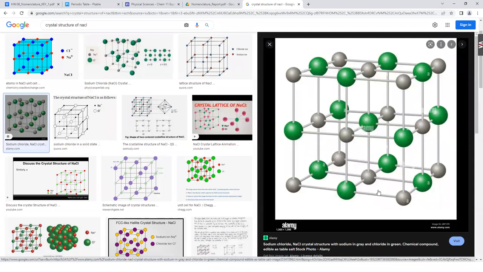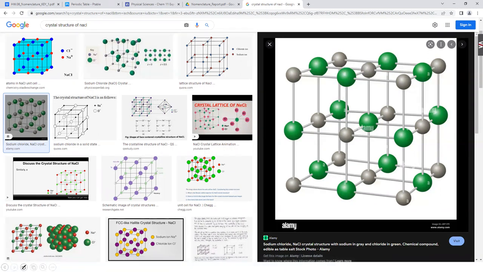If you can picture every green atom in this structure is a chloride, and every silvery one is a sodium ion. And they have to alternate in really distinct, well-established patterns. Otherwise, you wind up with two positives next to each other, and two positives next to each other are going to repel each other. So every ionic compound that's solid does this.